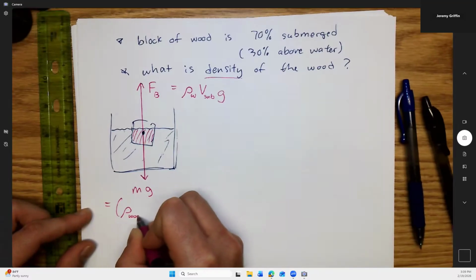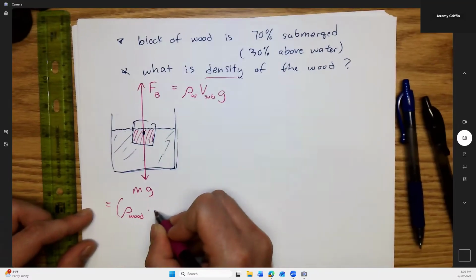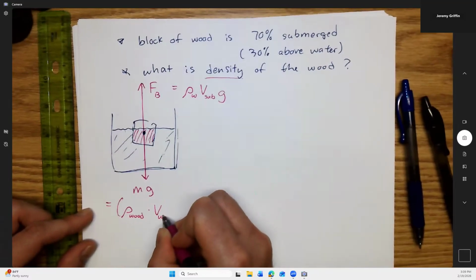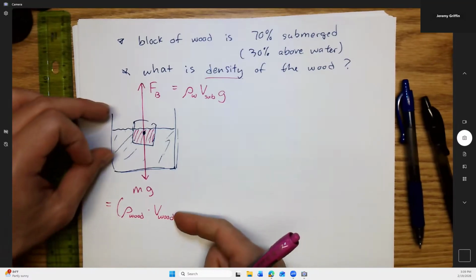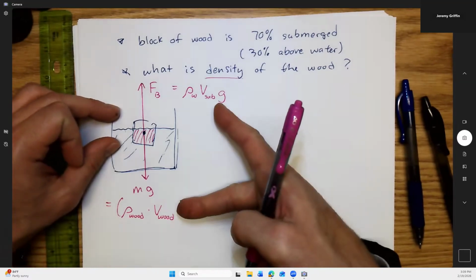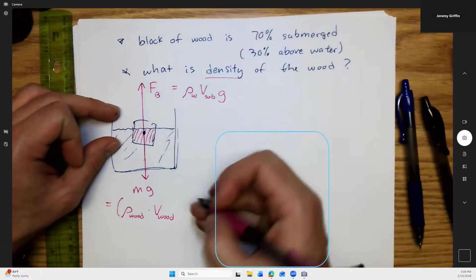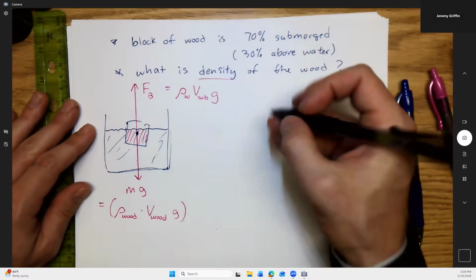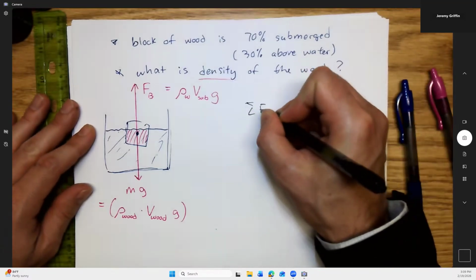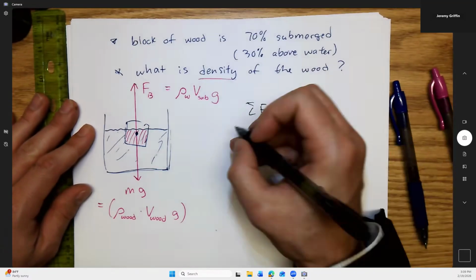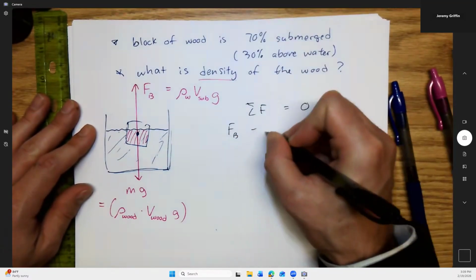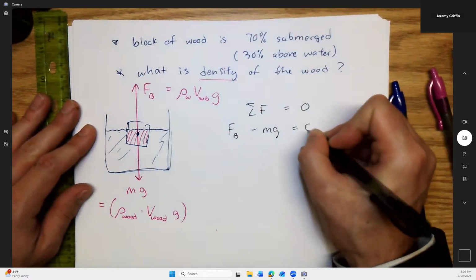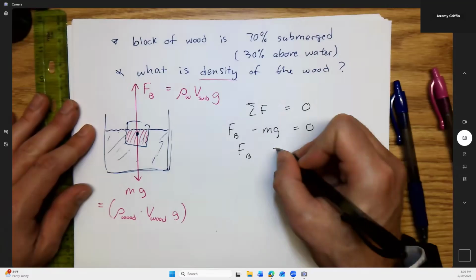Density of the wood times the what of the wood? Volume of the wood. But this volume is the entire volume of the wood, which is different than the submerged portion. And then gravity field. Now the guiding principle here is equilibrium. Sum of forces goes to 0. So buoyant force minus weight goes to 0. Buoyant force equals weight.